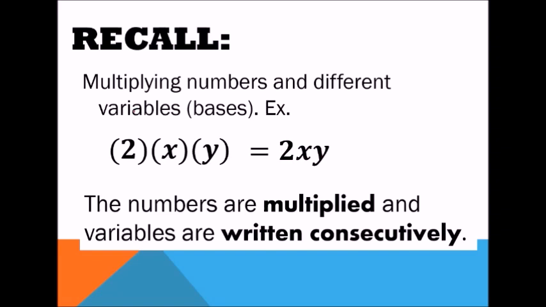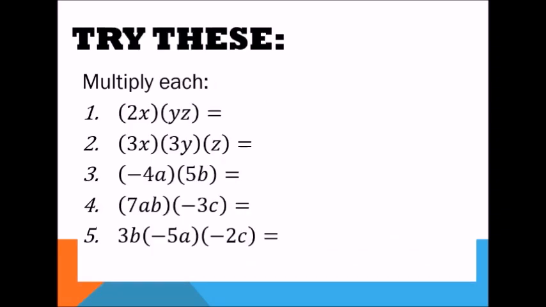If there are numbers, always remember that the numbers will be multiplied. For example, for number 1, we have 2x times yz. They are different bases again. The numerical coefficients here are 2 and 1. 2 times 1, you already know that is 2. Then x times yz is xyz.